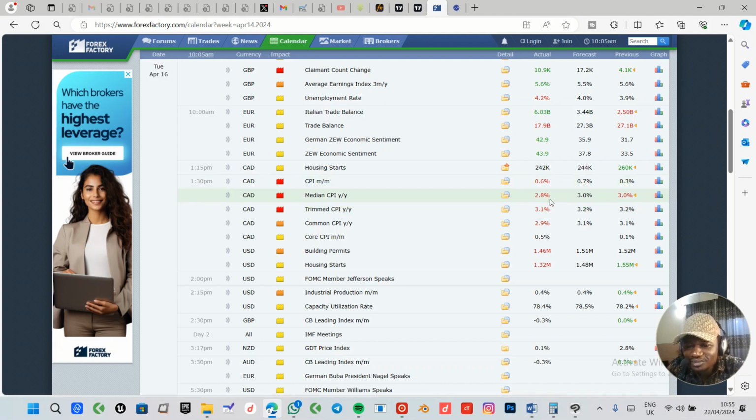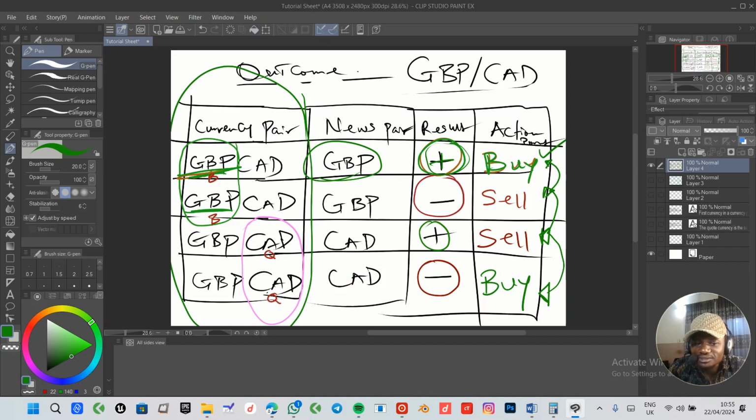I remember what I told you guys. You go back to your word and look at it. So when you are trading Canadian dollar and it becomes weak, we are working with this very line here. So we are trading GBP CAD and then we are trading news on Canadian dollar. And Canadian dollar is very weak. So what are we doing, guys? We are buying.